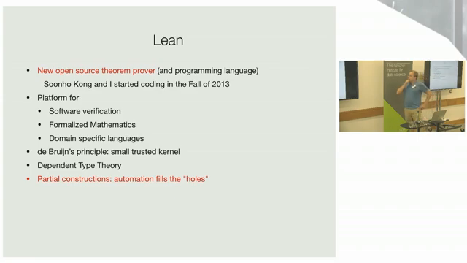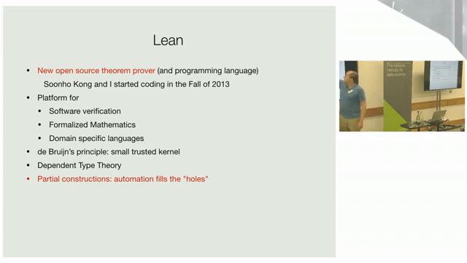And let's talk a little bit about Lean. Lean is relatively new. It's not that new, but we started in 2013. It's an open source theorem prover. And now some of us view it also as a programming language, but it started only as a theorem prover. It's a platform for software verification, formalizing mathematics, and developing domain-specific languages. Lean is based on a small trusted kernel. If you care about trust, Lean is a good target. It's based on dependent type theory, right? Then the mismatch between F-Star and Lean is much smaller than the mismatch between F-Star and Z3.